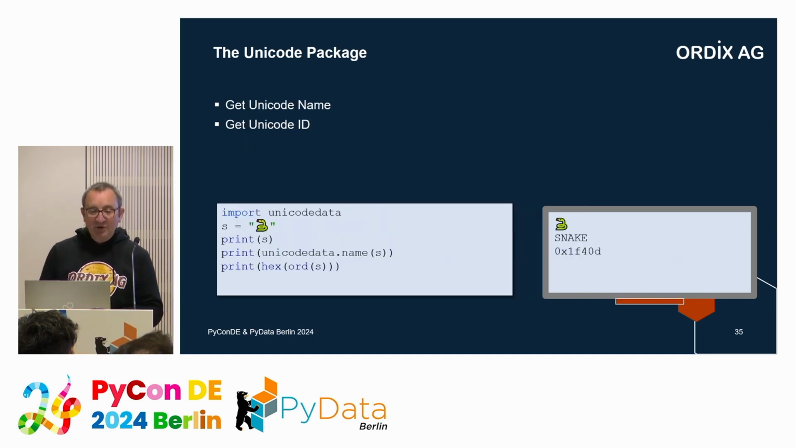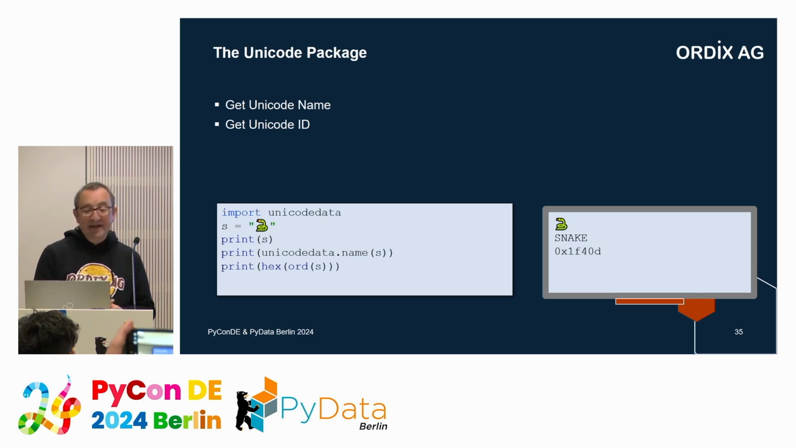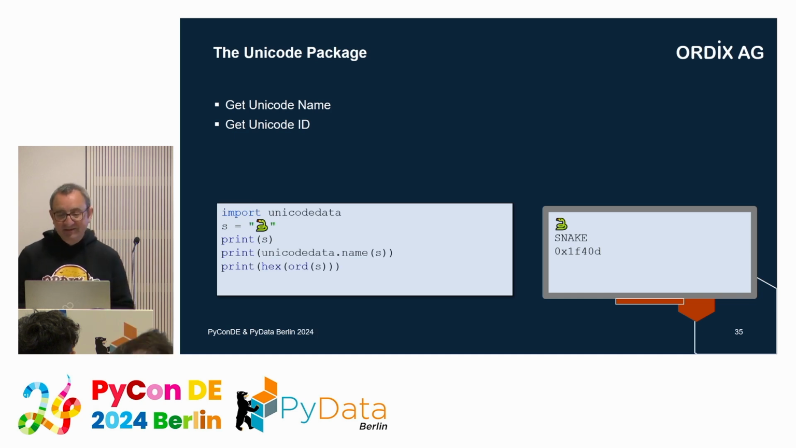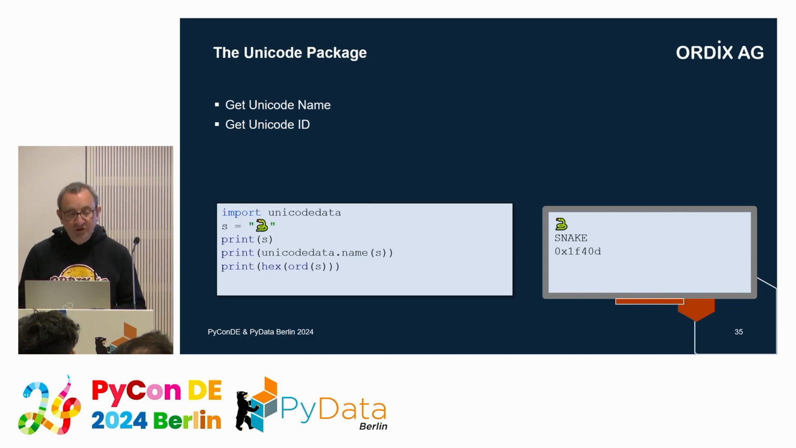And the other way around, we have the unicodedata package. And if you have, for example, the Python snake as a symbol, you can print it, of course, and you can get the unicodedata name, which is quite nice, which is snake. Or you can get the Unicode ID with the ord function and transfer it usually to a hex.